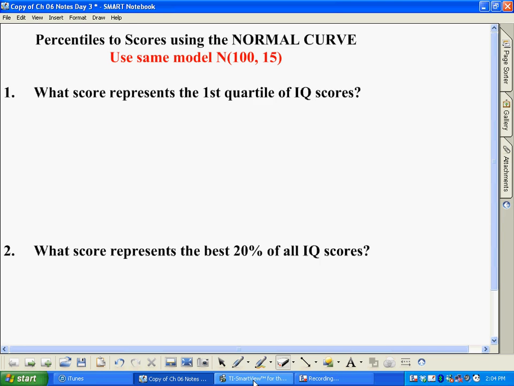All right, everybody, welcome back. We're going to go on to part 3 now using normal curves, and what we're going to be doing now is changing from percentiles into scores, whereas last time we did scores into percentiles.